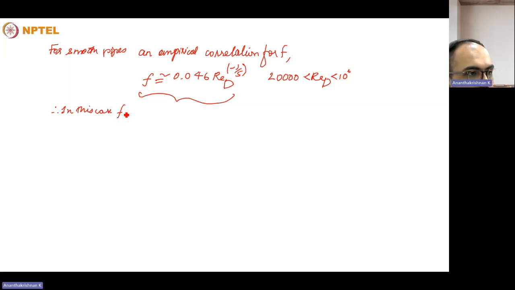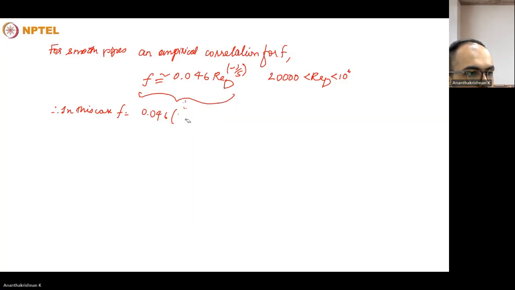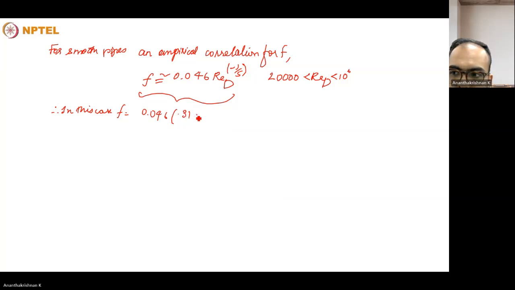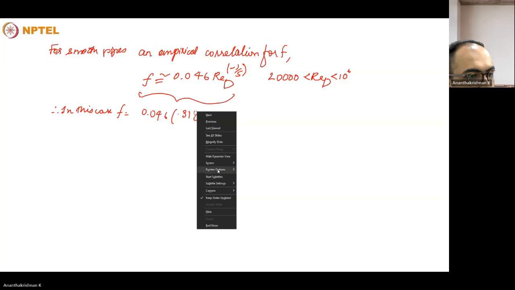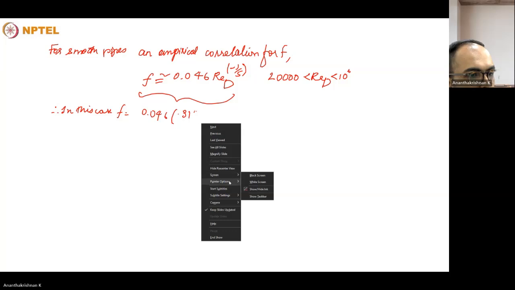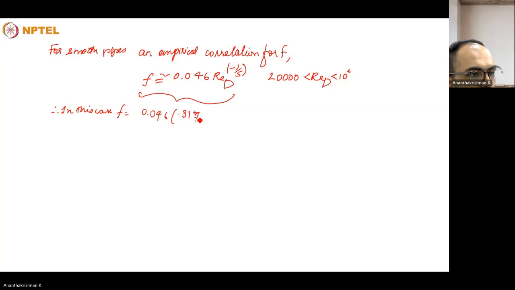The friction factor is equal to 0.046. The Reynolds number is equal to 31,773, raised to -1/5. So the value of the friction factor will be 0.00579.